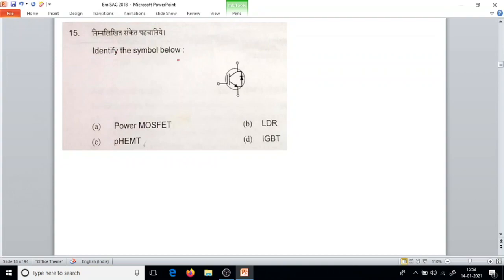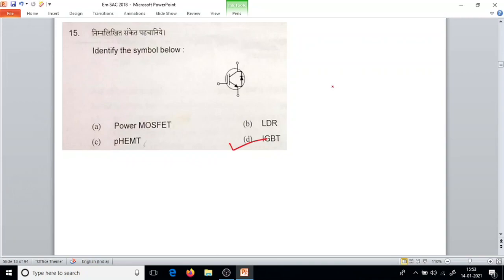Identify the symbol below: Power MOSFET, LDR, IGBT, PHEMT. IGBT means what? Insulated gate bipolar transistor. The answer is IGBT. How did I understand? In the symbol there is no direct connection. There is isolation, and the remaining part is a transistor. So it is an IGBT.